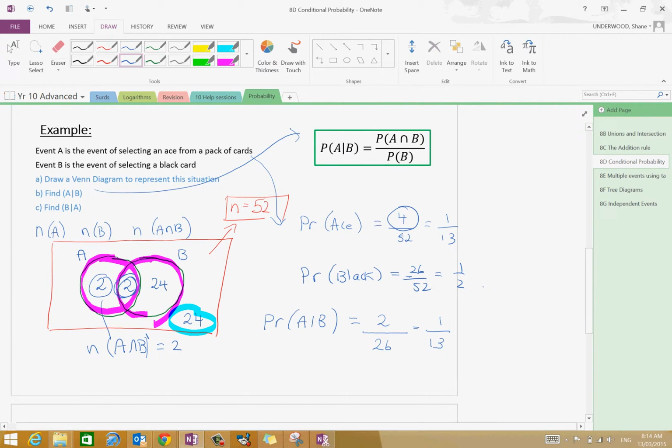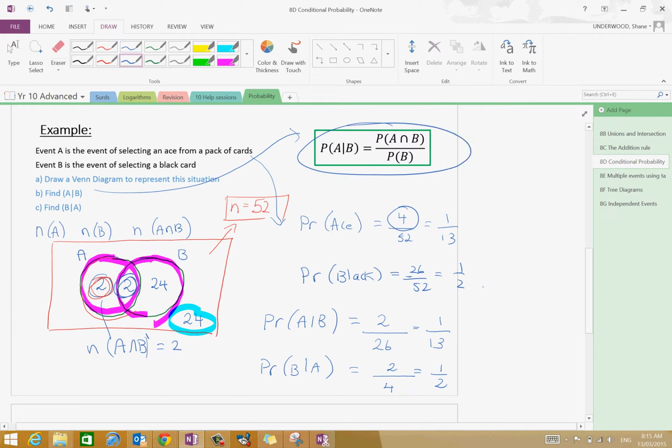What about the other way? What's the probability of B given A? Well, given that we've got A, we've got 4 aces. What's the probability of getting a black card if we know that we've got an ace? Sorry, I'm going to repeat myself. Probability of B given A. Okay, there are 2 black cards out of 4 aces. So the probability of B given A is equal to half, which would sort of make sense.